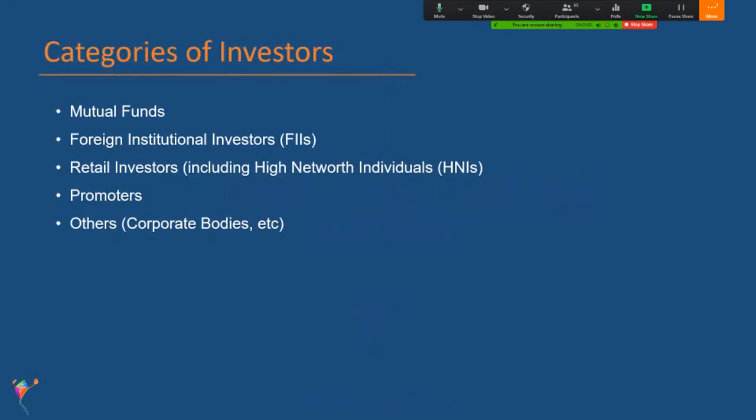So at the core of the core, there are 5 kinds of investors in any company. These are the mutual funds, foreign institutional investors, often represented by FIIs. Then we have retail investors, including high net worth individuals, what we call as HNIs, and then the promoters, and then the others. Others means that can be corporate bodies or pension funds or whatever is remaining from the above that comes under others.